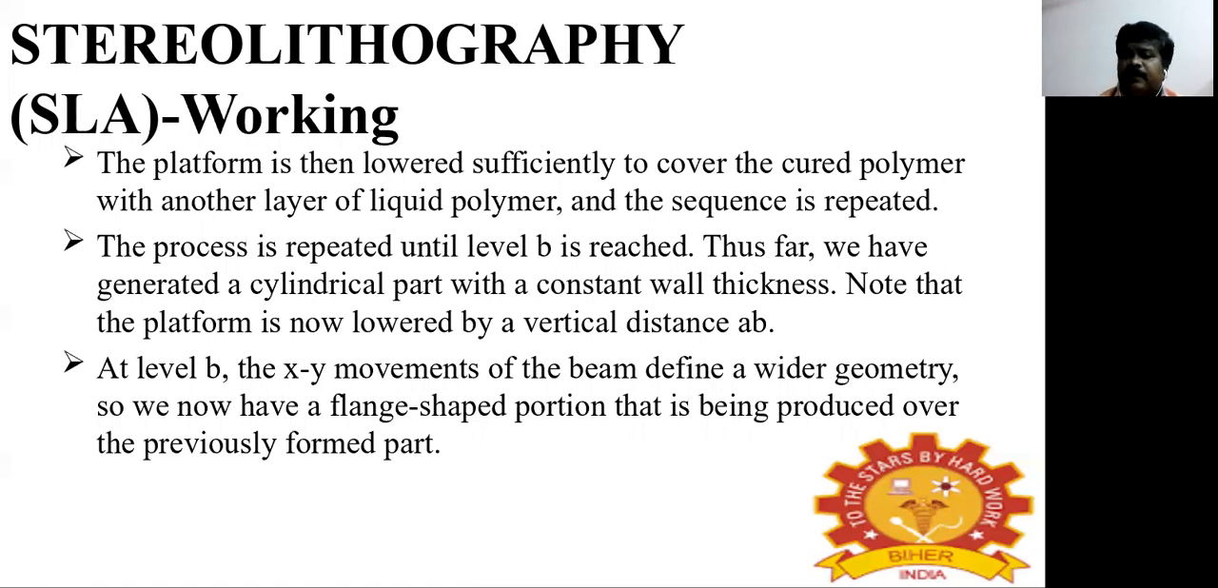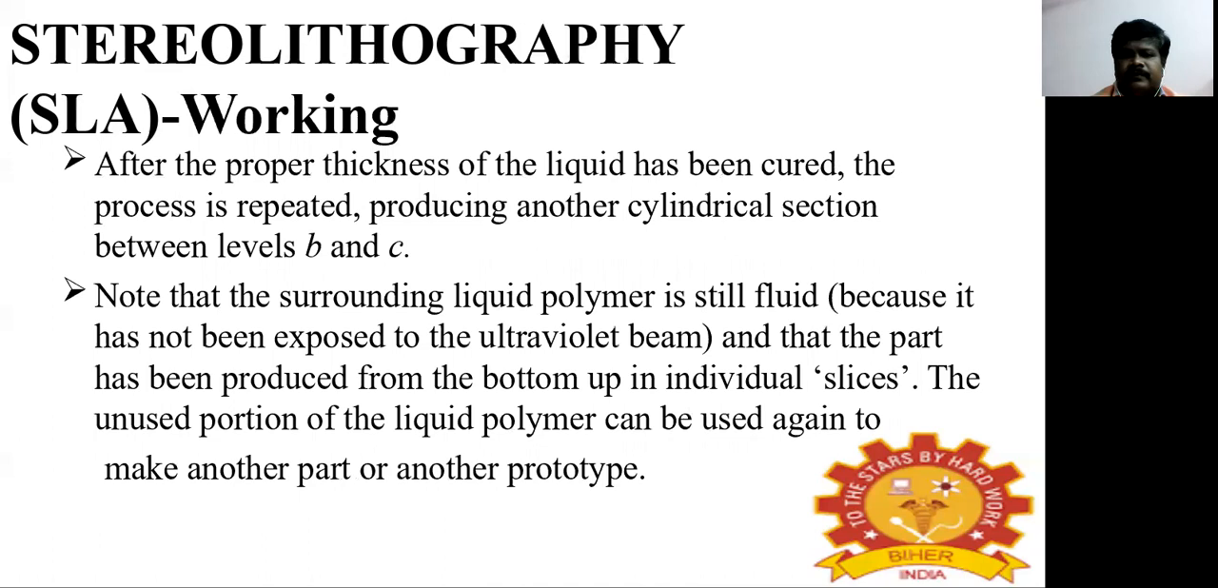So the flange shape portion also we can produce over our previously formed part. If you take the proper thickness of the liquid which is cured, this can be repeated for producing another cylindrical section between levels B and C.